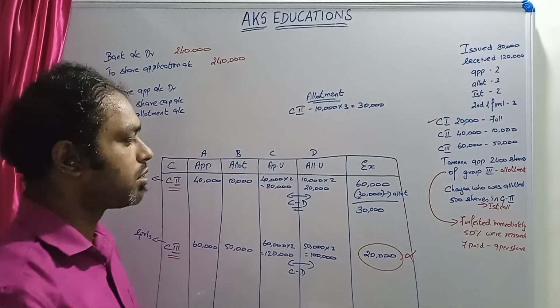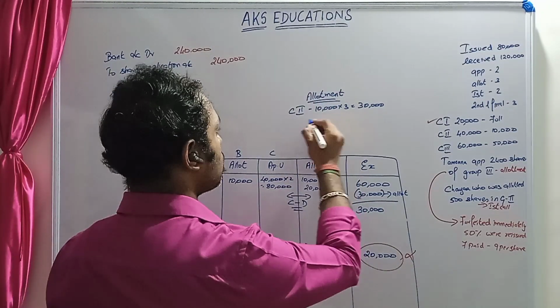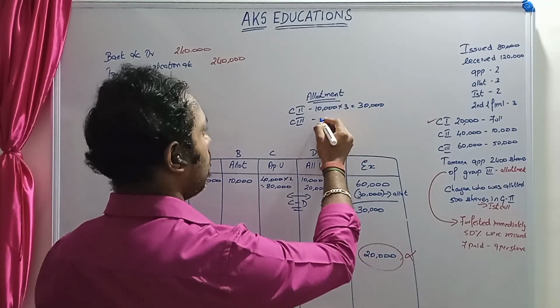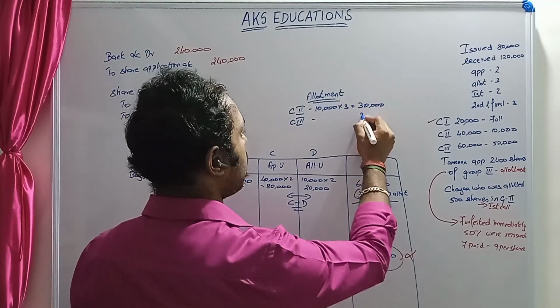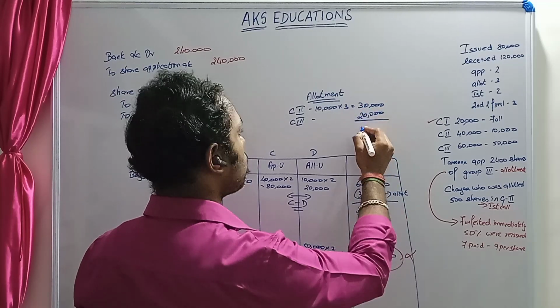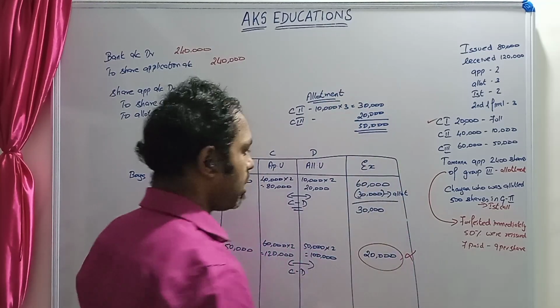So what will I do with this? I don't have to do anything. Take the complete amount and post it. So category 3, obviously, I don't have that much amount. So only 20,000 is available. So 20,000 I'm taking it. So 30 plus 20, it is 50,000. So this is the allotment amount.